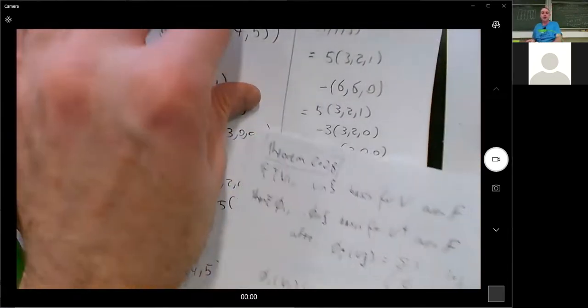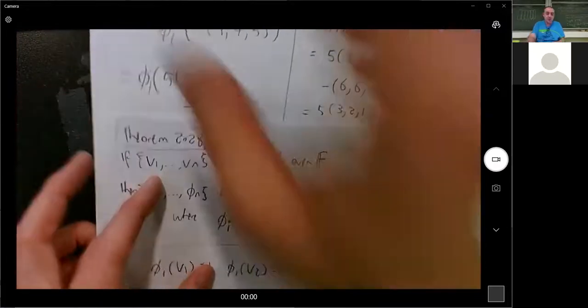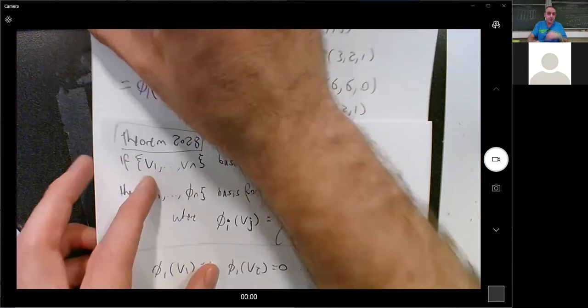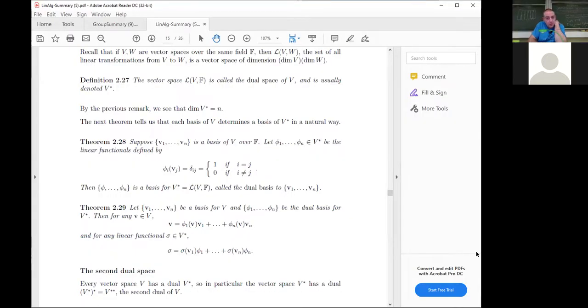Oh, okay, cool. So we're saying that if we have, I'm just going to go back to that theorem. If you have this 2.29 here, if you have a basis and you have the matching dual basis as just described, then once you've got a dual basis, you can figure out how to write any vector as a linear combination of the basis.